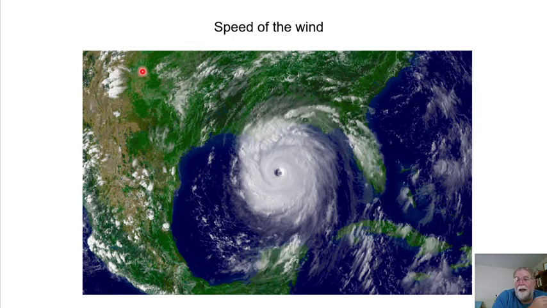The other thing that matters, I'm just going to switch the slide. It's just going to switch the words, not the picture. The duration of the wind, right? How long is the wind blowing for? That makes a huge difference, right?